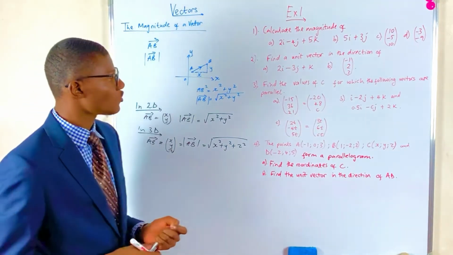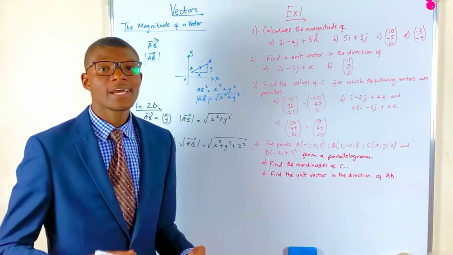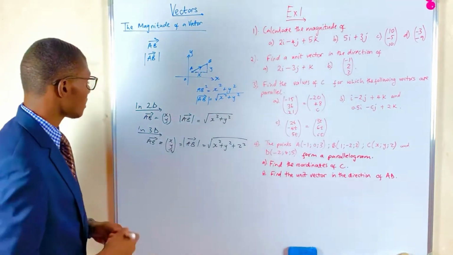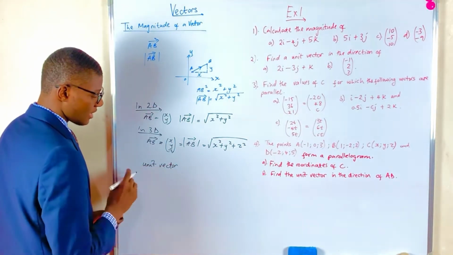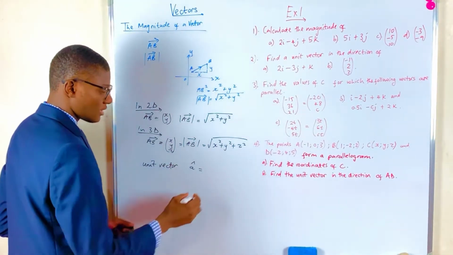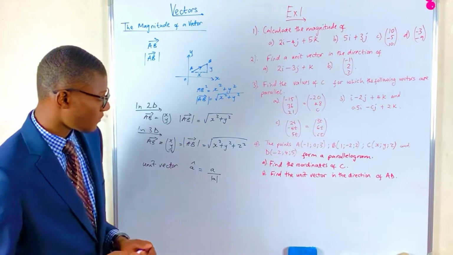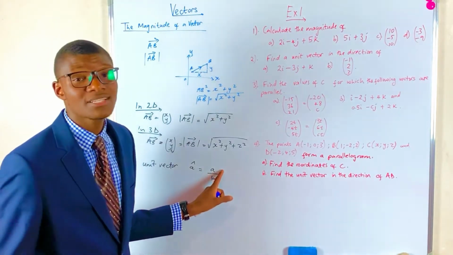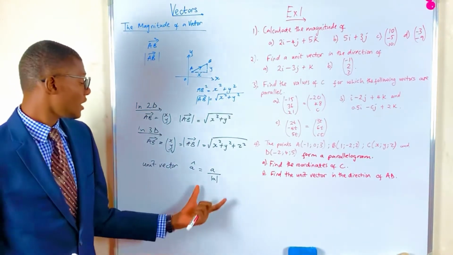Something else that we should know is how we find the unit vector. A unit vector is simply a vector of magnitude 1. If we want to find a unit vector in the direction of a vector A, we say A over the magnitude of A. In other words, to calculate a unit vector in the direction of a vector, we simply divide that vector by its magnitude.